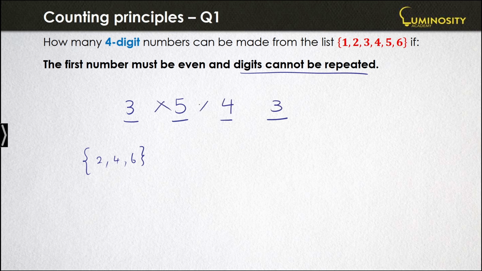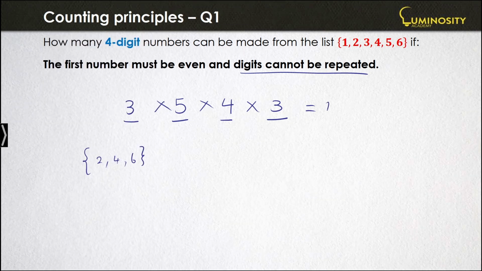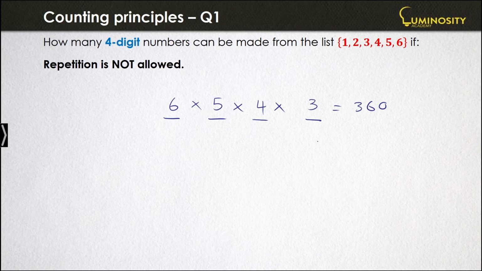So the total number of ways by the fundamental counting principle is 3 times 5 times 4 times 3. Okay, so let's do that. 3 times 5 times 4 times 3. That'll give you 180. Can you see that's exactly half of the 360 we found in the previous question?